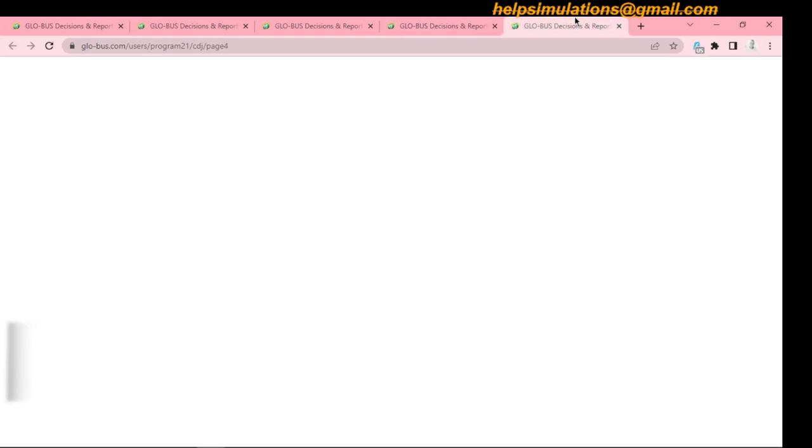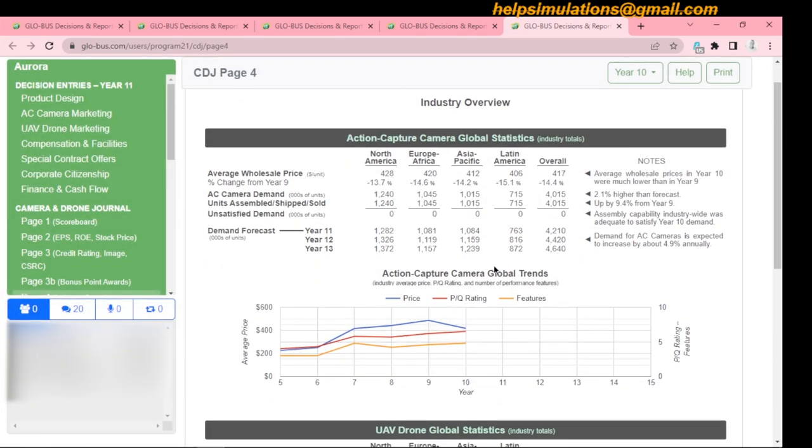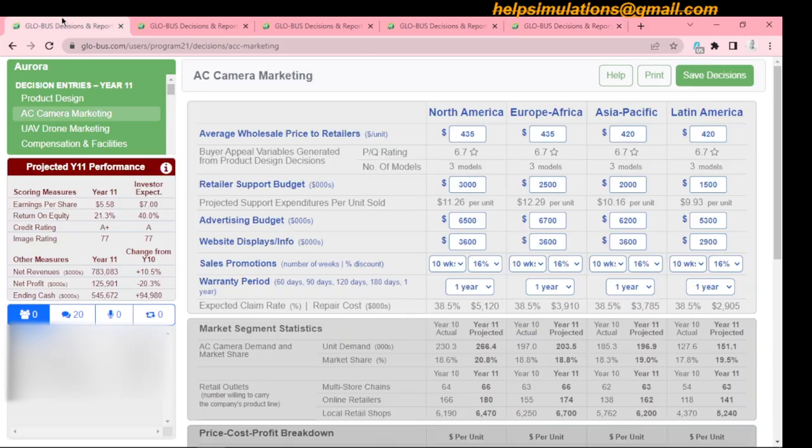From the industry overview report, you can see what the average industry PQ rating and the average price for your product are, and we can use that figure to set the price for our products. So for these products, I think we'll set a price of around 430 in all the areas. So let's do 430. No, let's say 431 in all the areas before we make the changes. 431 in all the areas, a price of 431.